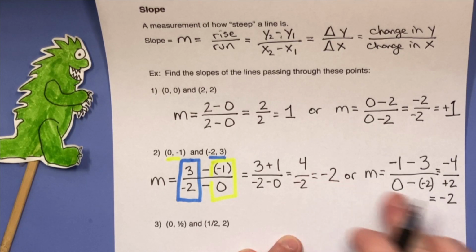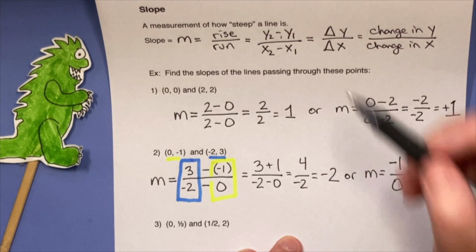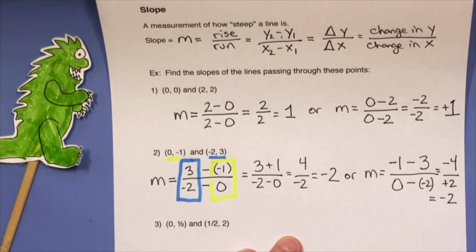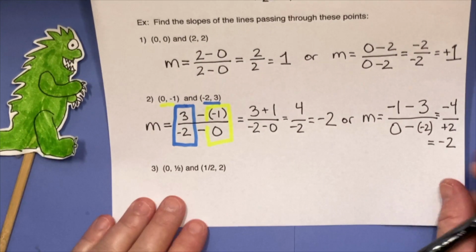So I get the same answer regardless of which order I do it in. And the reason for that is because this is a ratio, which is really nice. You know, a ratio. I knew him.